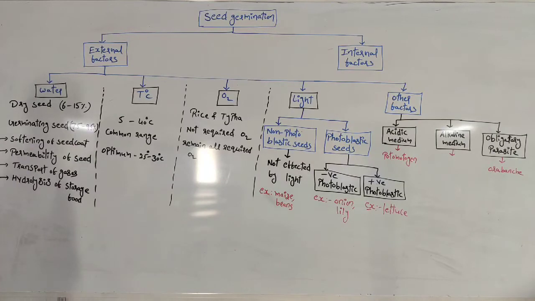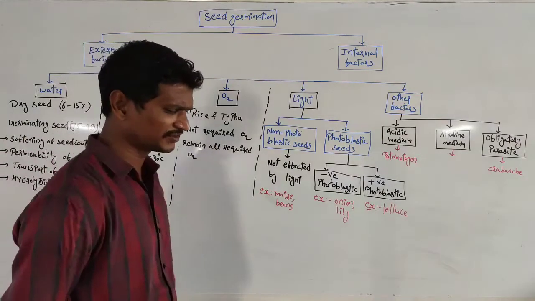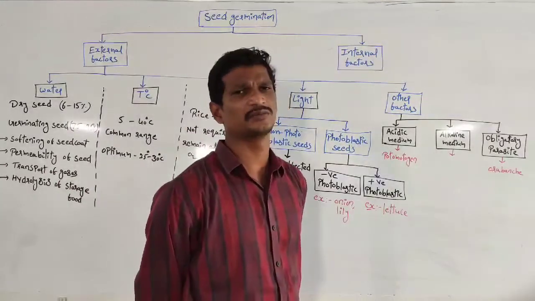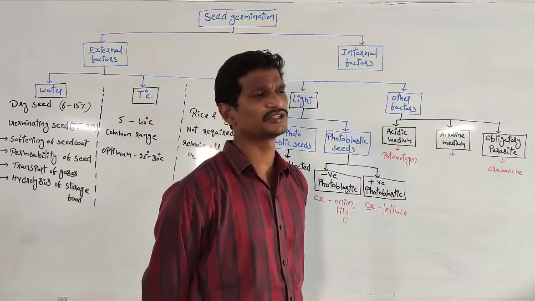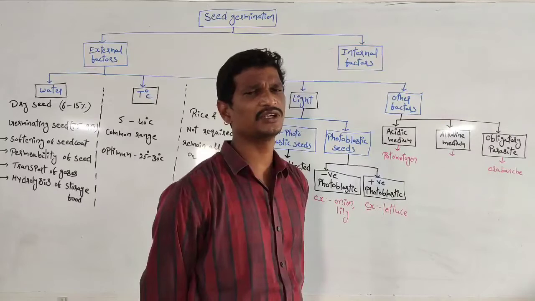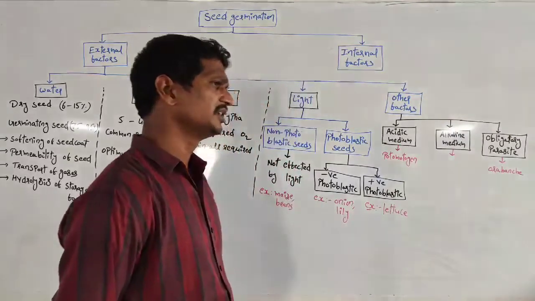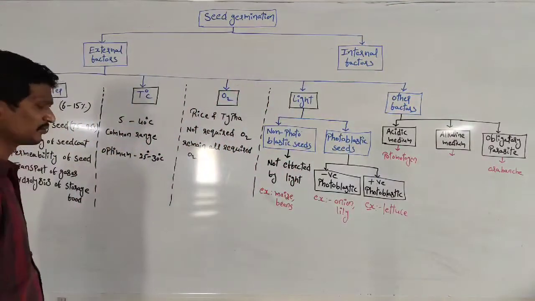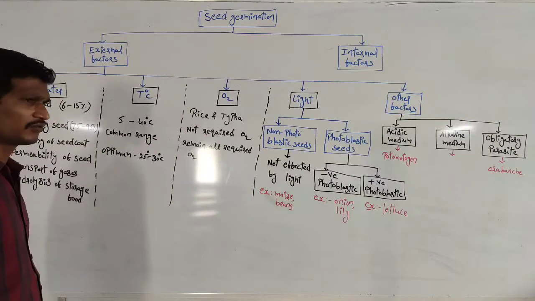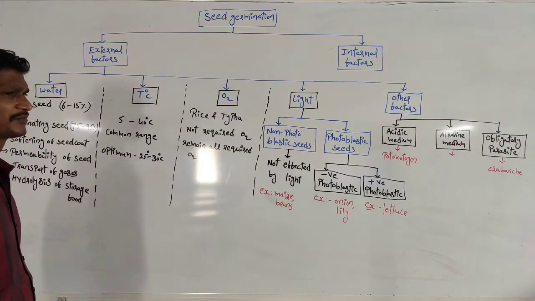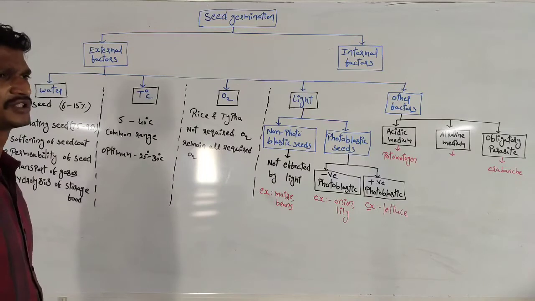In the presence of water, the seed coat is softened, then the seeds are easily germinated, and the permeability of the seed is nothing but absorption of water. So the seeds absorb the water, right? The permeability of the seed supports the softening of the seed coat.